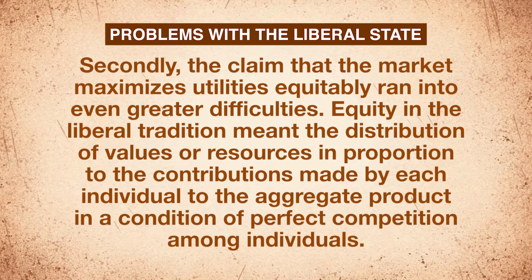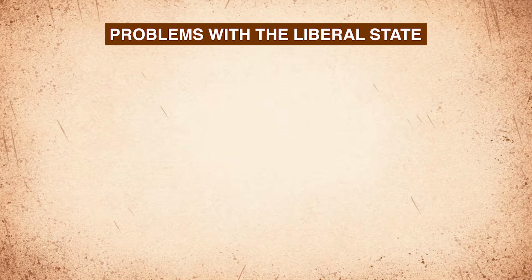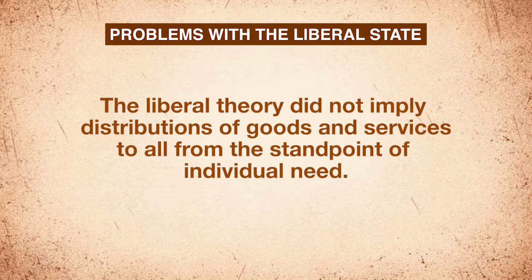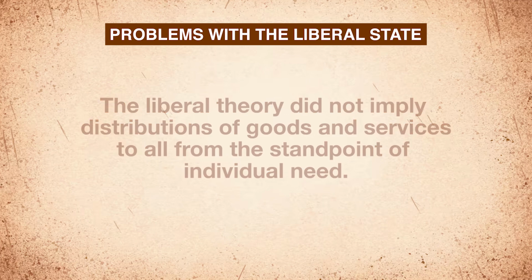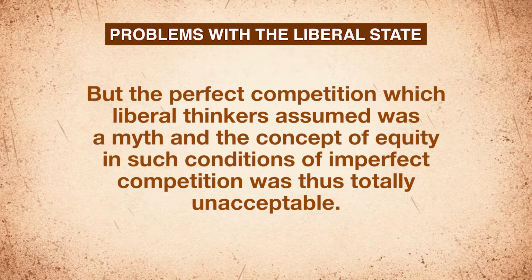Secondly, the claim that the market maximizes utilities equitably also ran into greater difficulties. Equity in the liberal tradition meant the distribution of values of resources in proportion to the contributions made by each individual to the aggregate product in a particular society. The distribution was never carried out on the basis of individual or felt needs. But the perfect competition which liberal thinkers assumed was a myth, and the concept of equity in such conditions of imperfect competition was therefore unacceptable. So what was the glaring defect of the liberal state?